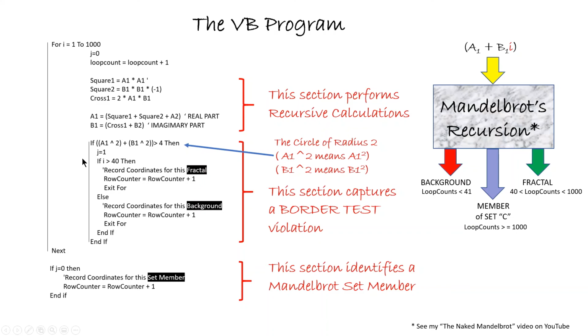If it does not encounter any of the boundary value violations, it will flow down here and j will be 0, and it will record the set member. So this section performs the recursive calculations. This section is the border test, looks for border test violation, and it does that by squaring a1 and b1 and seeing if it's greater than radius squared, or 2 squared, or 4. And this last part identifies the Mandelbrot set members.